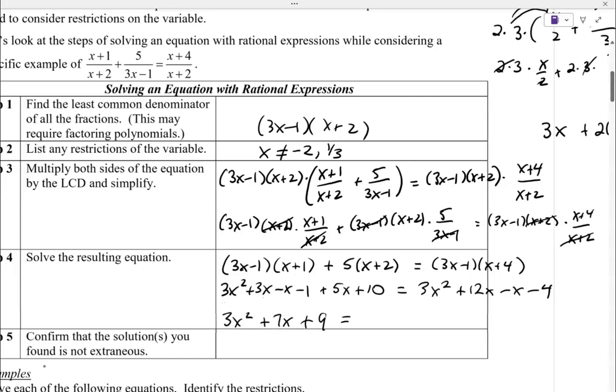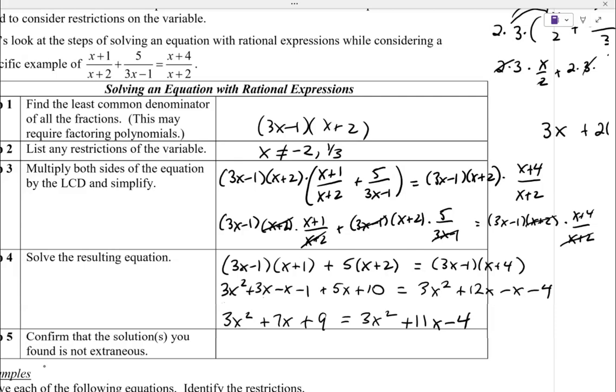What about the right-hand side? We have 3x squared. Good. Plus 11x minus 4. That okay? So far, so good? We're just cleaning things up.